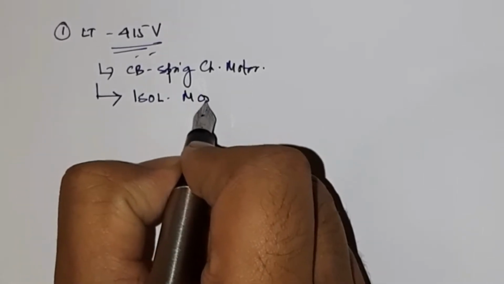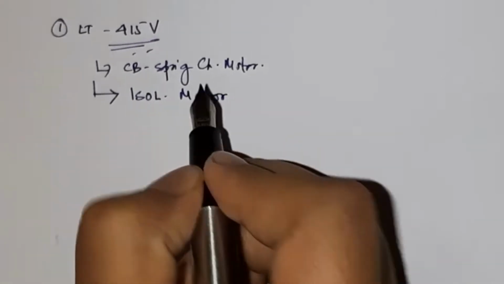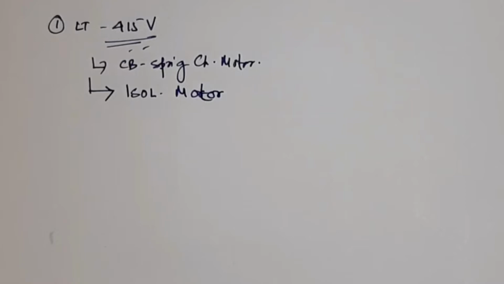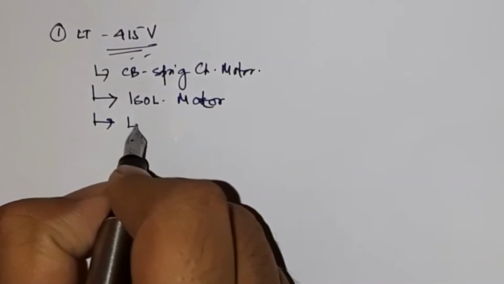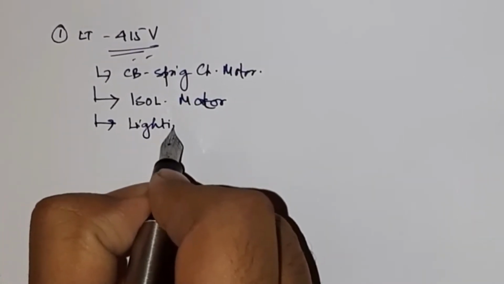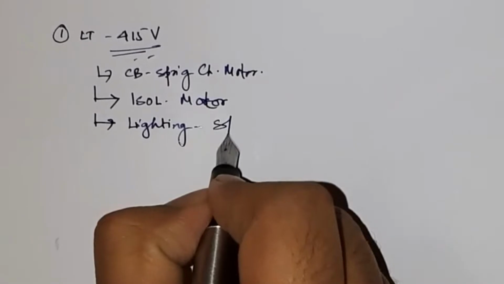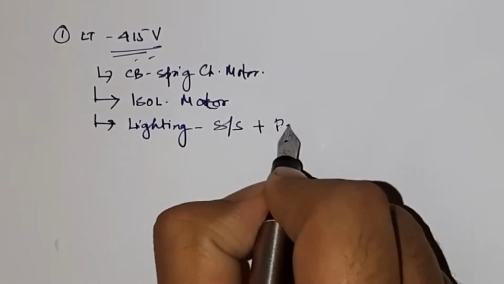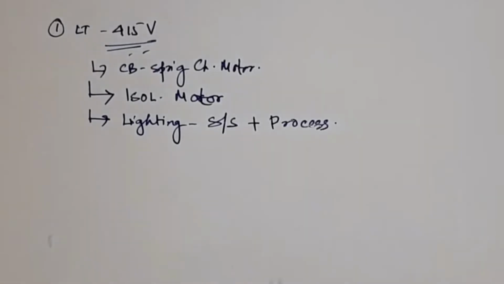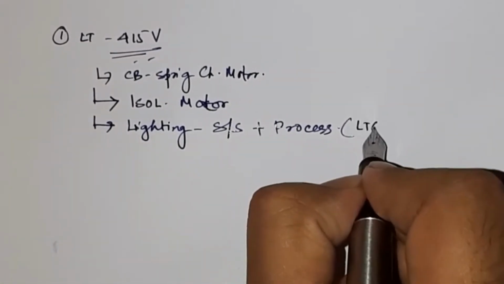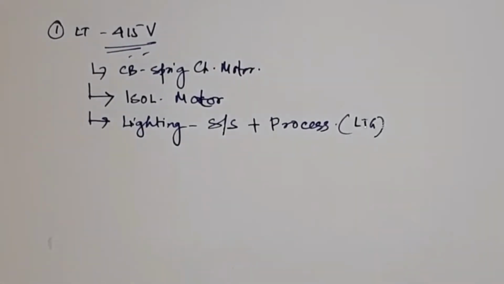Next comes the isolator motor. If the isolator is a motorized type isolator, you need to give an additional 415 volt power supply to operate that motor. Then there comes the illumination, that is, lighting of the substation itself. If it is a process substation, for the process unit also you need a 415 volt supply. Generally this is supplied through a lighting transformer, which I have already covered in my lighting transformer video.